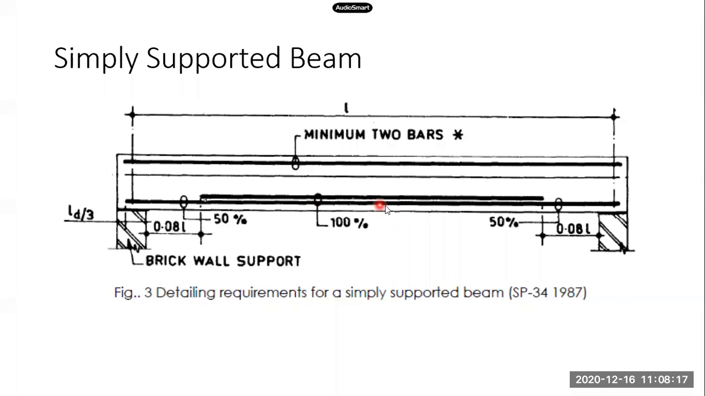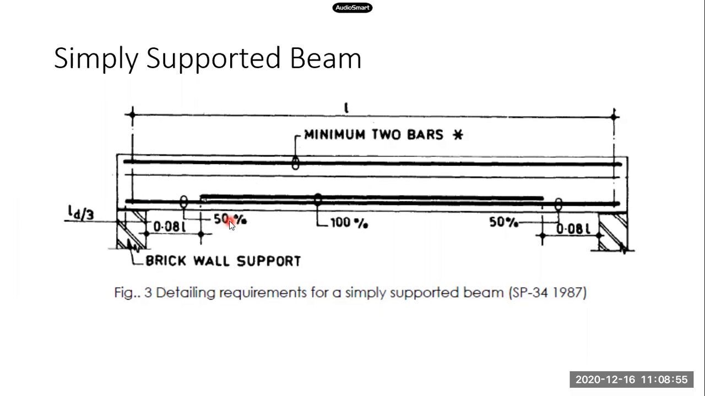So here in the mid span, you'll require the full Ast, that is 100% Ast. We'll be designing the simply supported beam for the maximum moment at the mid span. There 100% of Ast will be required. So that 100% has been mentioned over here. As you move towards the support, the bending moment will reduce to 0. So here we don't require 100% of the total Ast. So that can be curtailed, that can be reduced. Now the question is where we can reduce that and how much can be reduced. So that has been shown here.